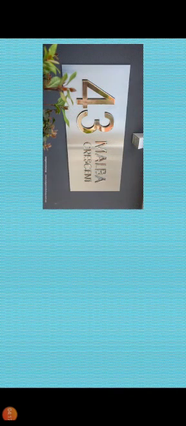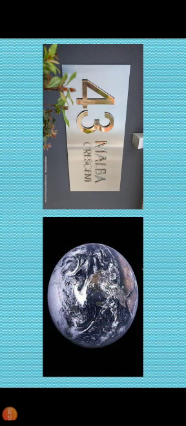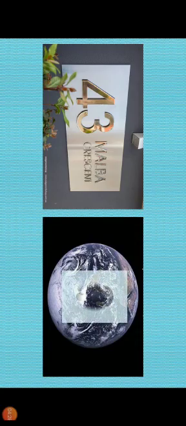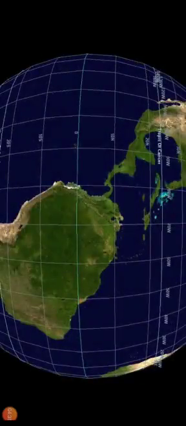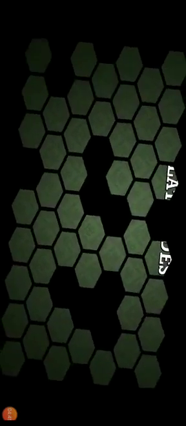Students, do you know if we want to go to any required place, we need to know the address of that place. But if you want to locate any place on the earth, what would you do? There are some imaginary lines which help us to locate places on earth, which are known as latitudes and longitudes. First, we will talk about latitudes.